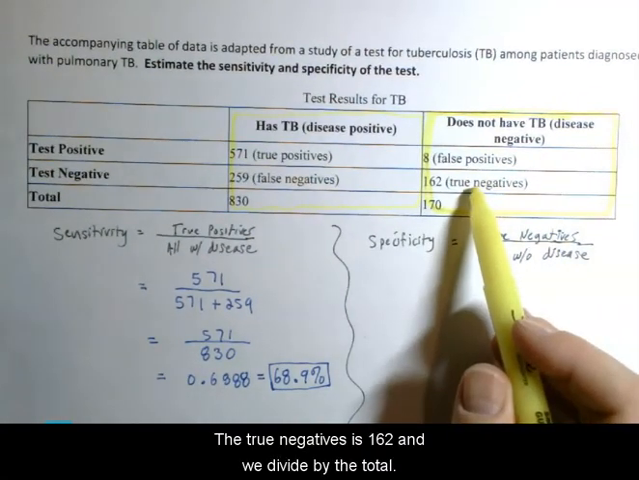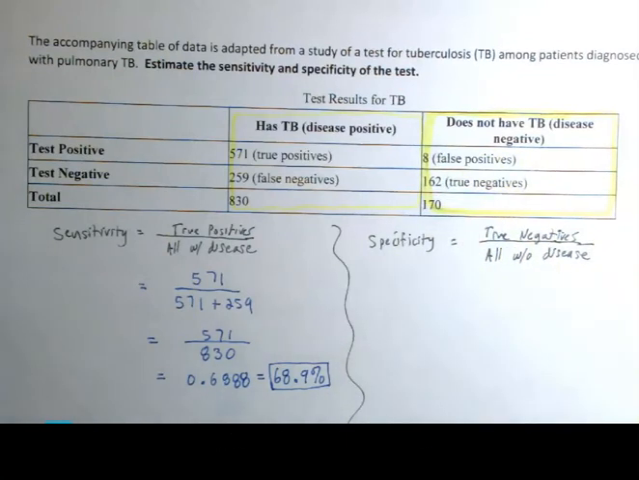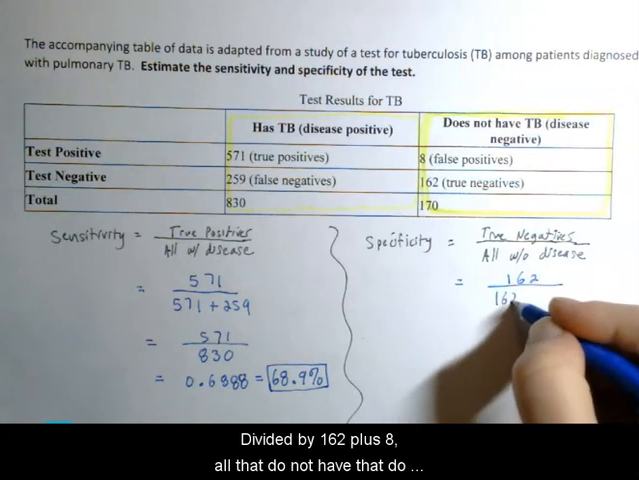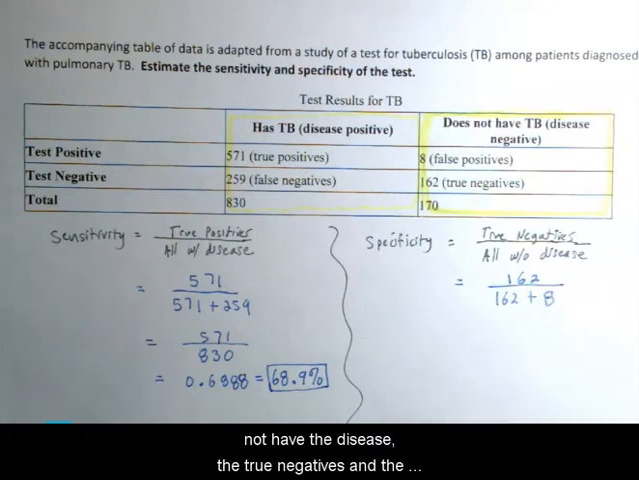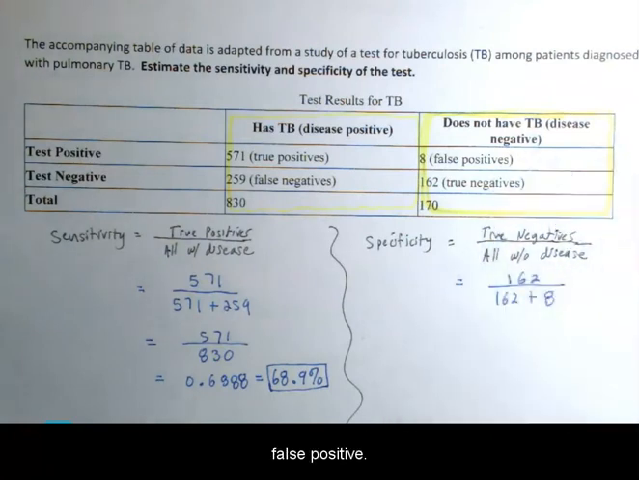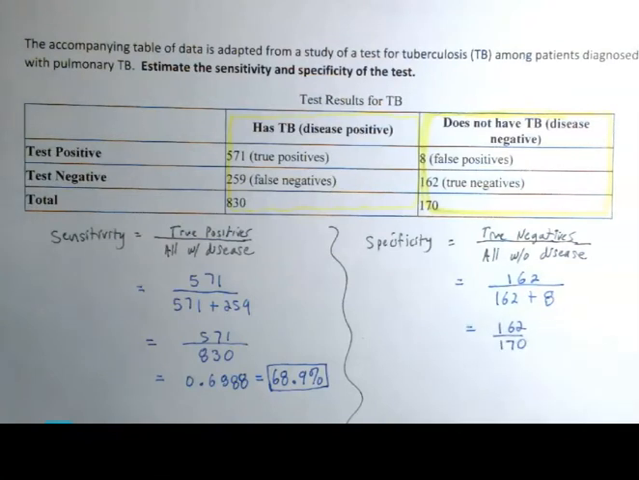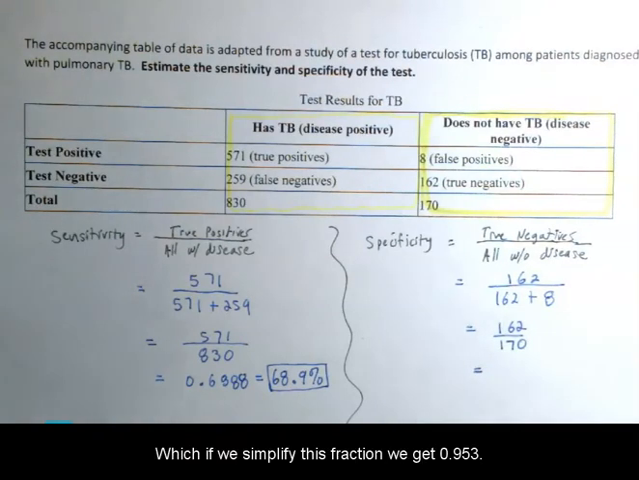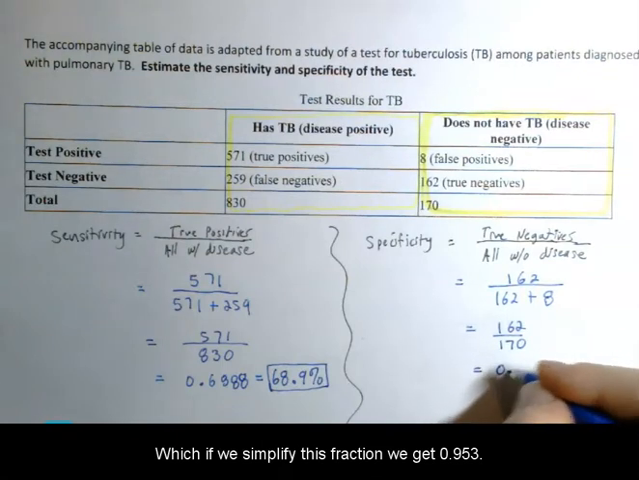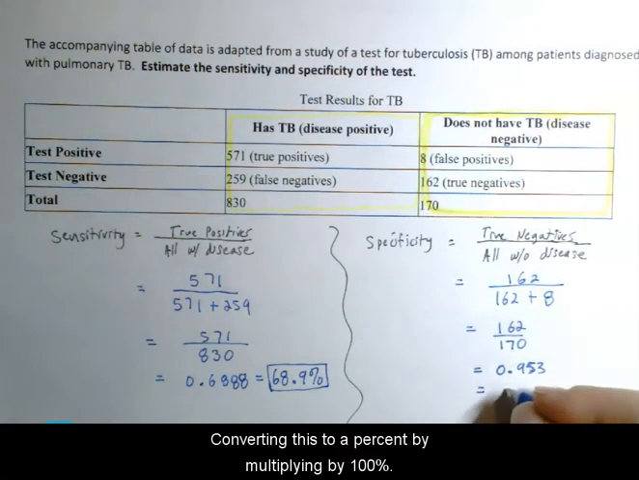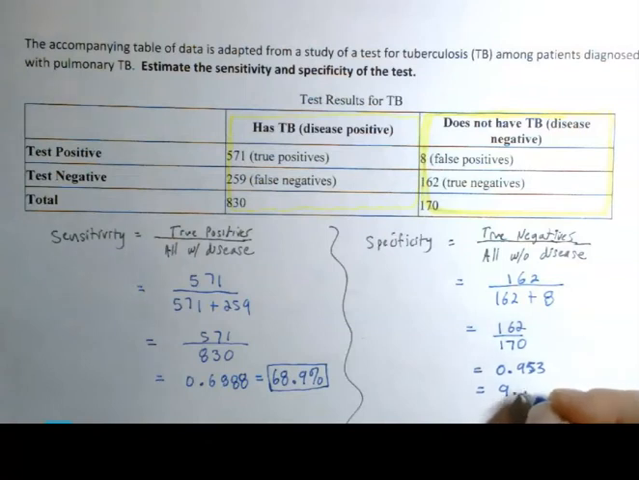The true negatives is 162. We divide by the total that do not have the disease to find the specificity. So that's 162 divided by 162 plus 8, all that do not have the disease. True negatives and the false positives. So that's 162 divided by 170, which if we simplify this fraction, we get 0.953. Converting this to a percent by multiplying by 100%, 95.3%.